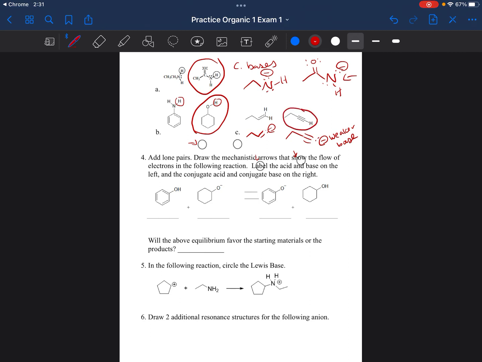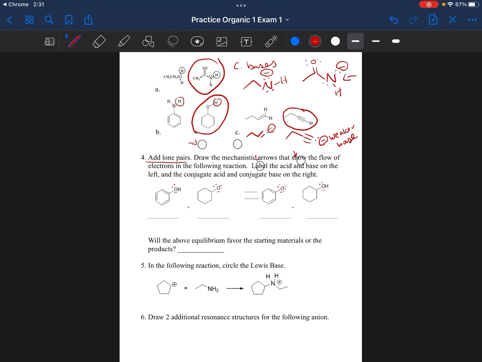Now, number 4, we're just going to do the labeling and the arrow drawing and well, there's a whole bunch of stuff to do here. Let's get into it. We'll go one at a time. Add lone pairs. Well, a neutral oxygen has 2 lone pairs. A negative oxygen has 3. So we'll go in and we'll add those lone pairs, and I'm going to do my best to be very clear. Now, I'm also asked to draw the mechanistic arrow.